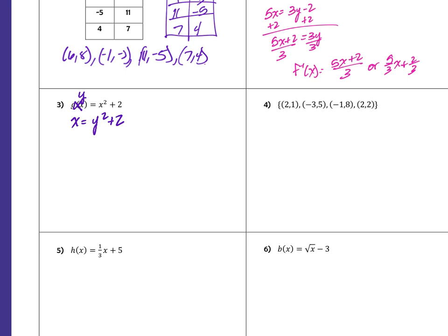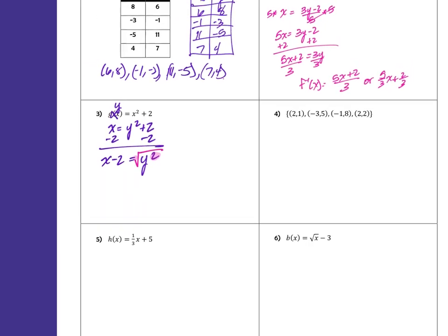And then I'm solving for Y. So I'm going to subtract 2. And then I get X minus 2 equals Y squared. How do I undo a square? Well, I square root it. And if it was a cube, I'd cube root it. If it was to the 5th power, I'd 5th root it. Whatever exponent is here will go in my little root thing.